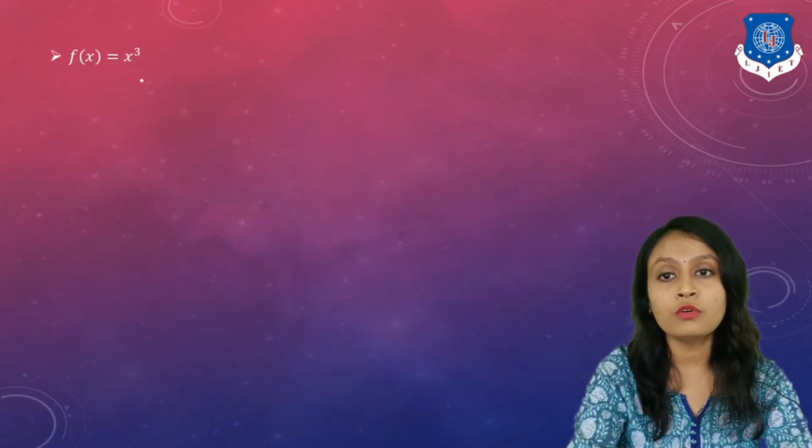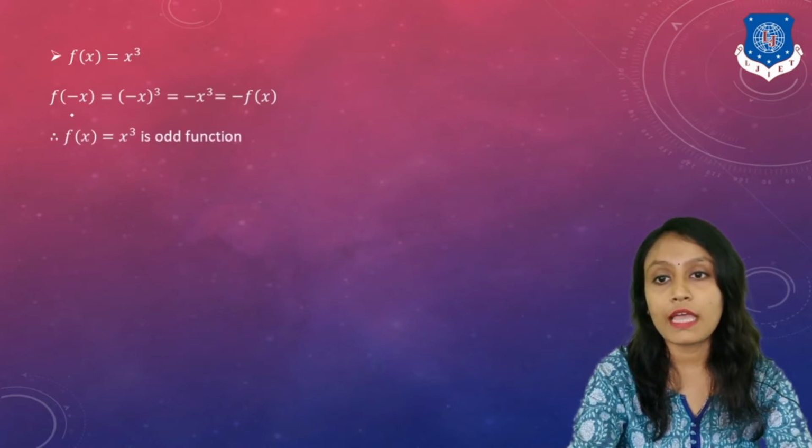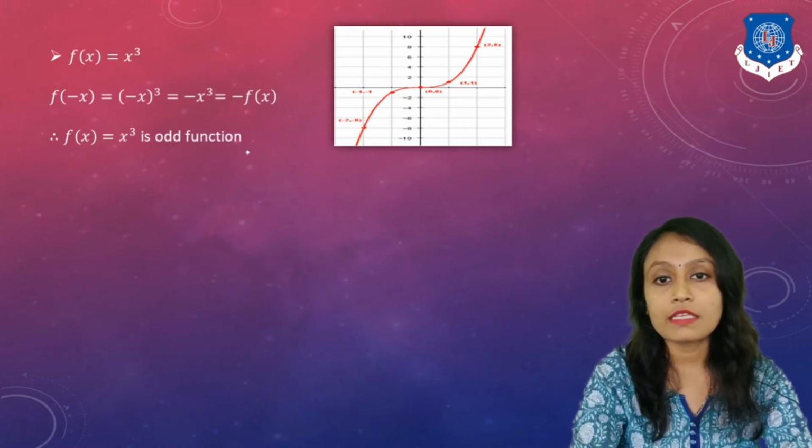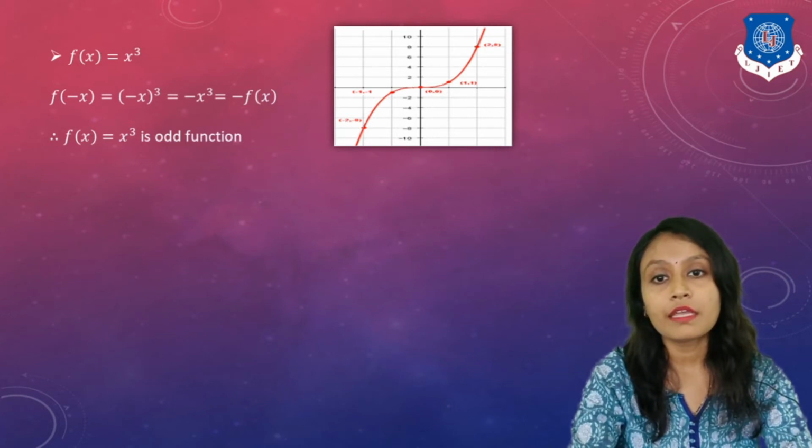Let's see few more examples. The function f(x) is equal to x cube. Again same procedure, f(-x) is equal to (-x) whole cube. So it will become minus x cube. Now x cube is equal to function f(x), so here we can write it as minus of f(x). So here we have f(-x) is equal to minus f(x). Therefore the function f(x) equal to x cube is odd function. The graph of f(x) equal to x cube is shown here. Now this graph is symmetric about origin, as you can see in the graph.